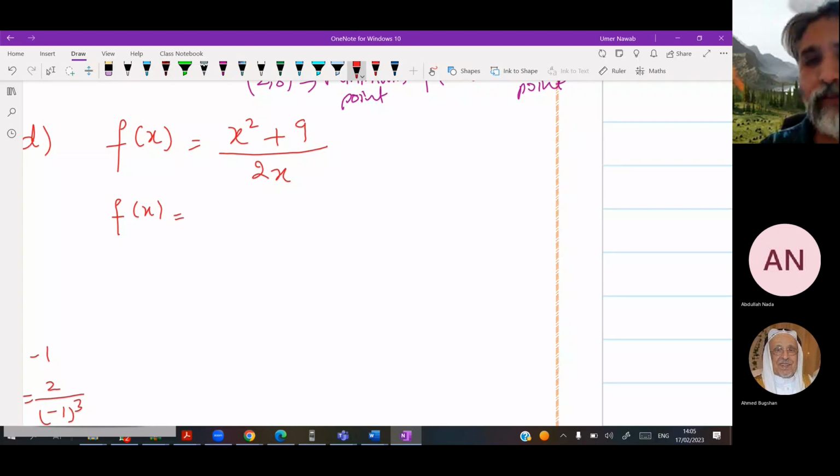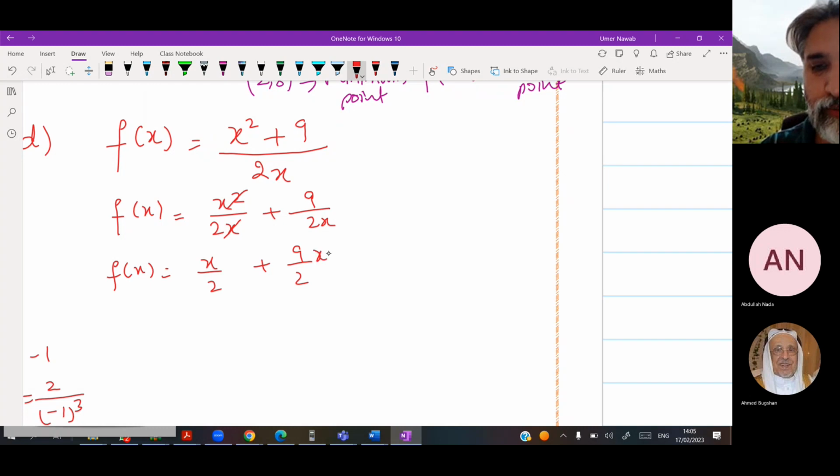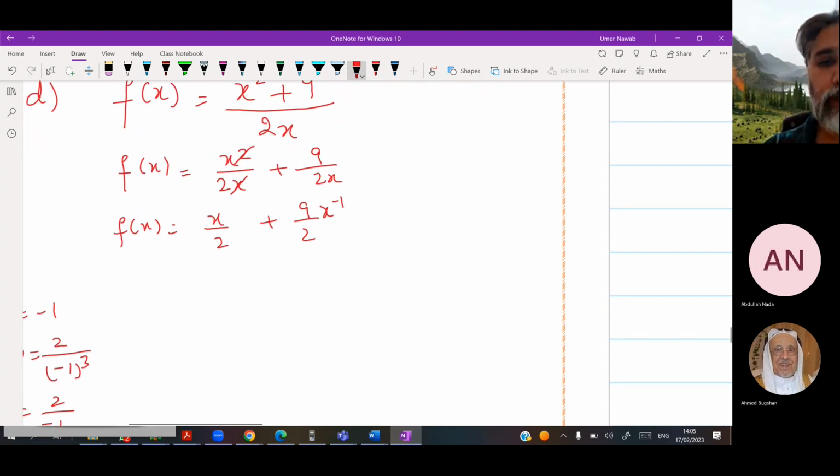So f of x is equal to, I'm going to split it first: x squared over 2x plus 9 over 2x. I'm going to cancel x with x squared, so it becomes x over 2, and this is 9 over 2. Can I send the x on the top? So now the question is ready to be differentiated.